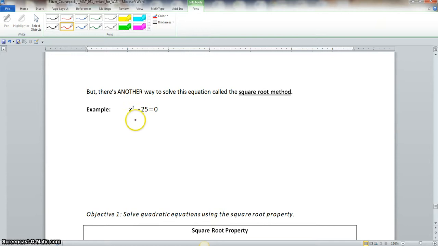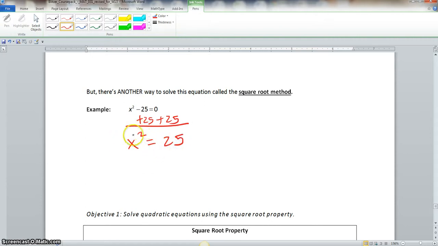Now this is how the square root method goes. You add a variable to the exponent on one side and all of the numbers on the other side. So we would add 25 on both sides, and we would have x squared is equal to positive 25.